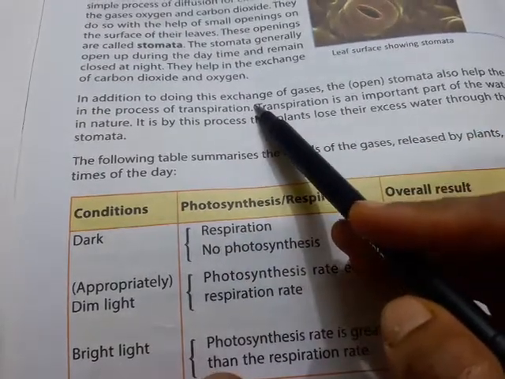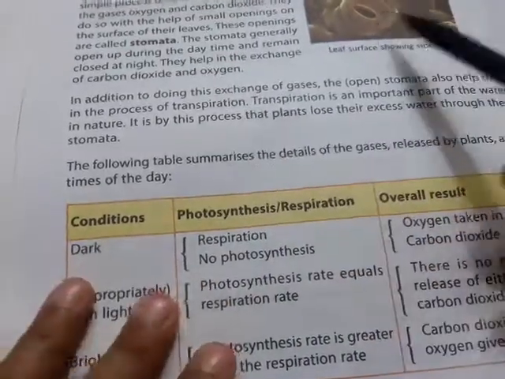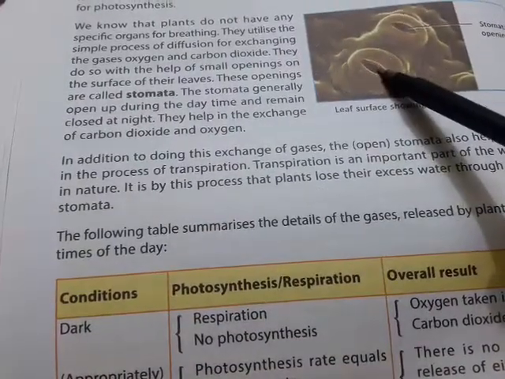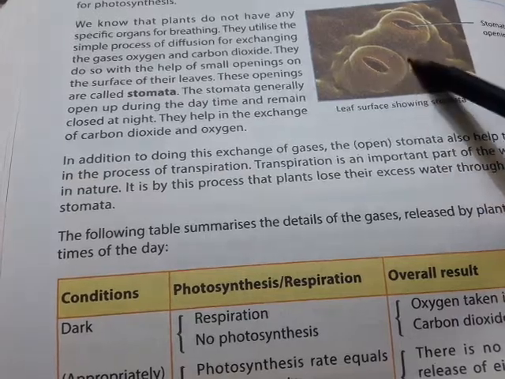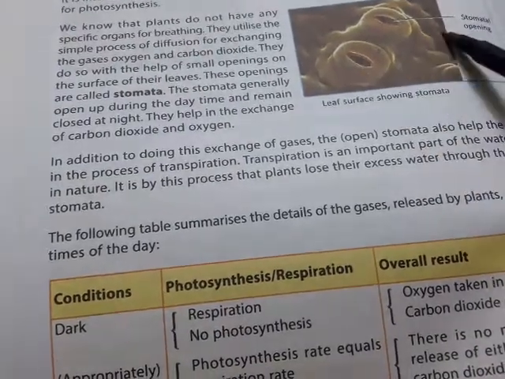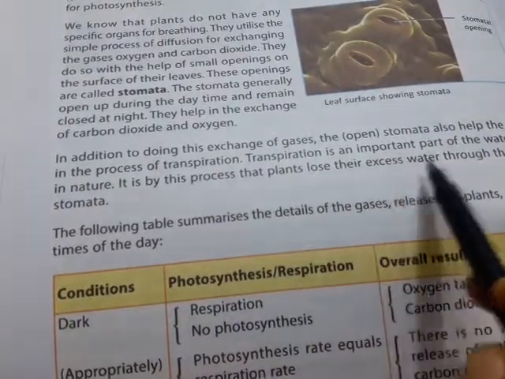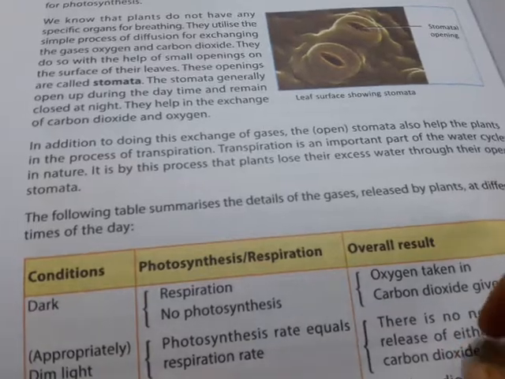Okay, now in addition to this exchange of gases, open stomata also help the plant in the process of transpiration. What is transpiration? See the stomata. From these stomata not only gases come out, but also little drops of water vapor. This process is called transpiration, and it is an important part of the water cycle in nature.